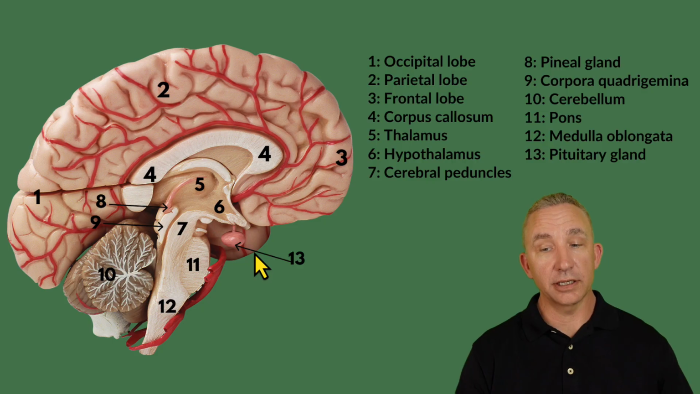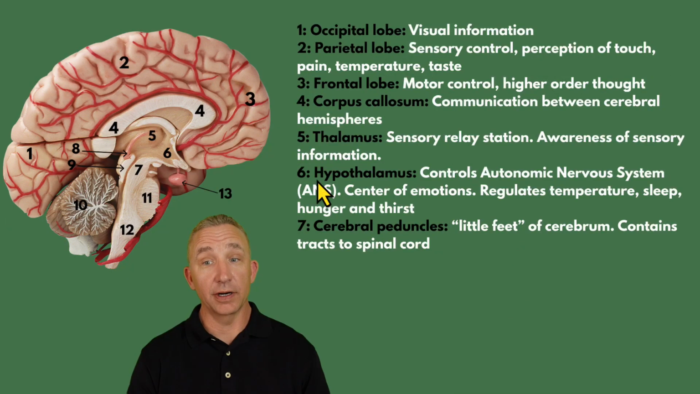So now let's look at the functions of them. Basic functions. Let's look at the occipital lobe. When we look at the cortex, the occipital lobe, primarily for understanding, interpretation, vision.